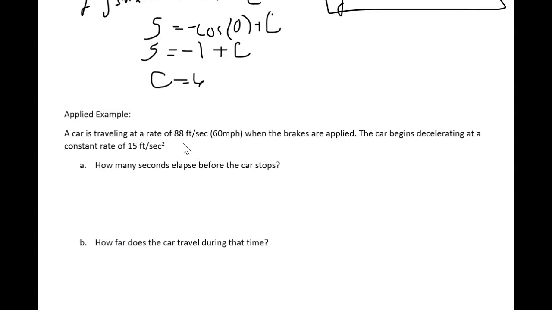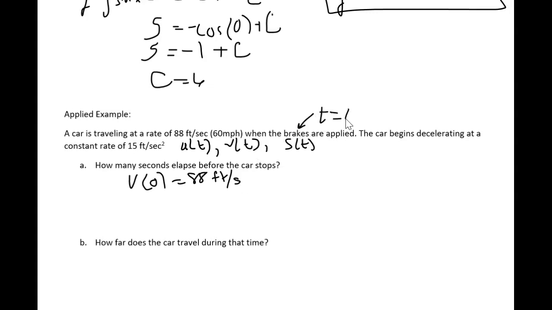So let's define a few things. We're going to let a of t be the acceleration at a specific time t. We're going to let v of t be the velocity at a specific time t. And we're going to let s of t be the position at a specific time t. And we just want to remind ourselves that velocity is the derivative of position and acceleration is the derivative of velocity. So first we see that the initial velocity is 88 feet per second. So we can say v(0) is equal to 88 feet per second. And that's the exact moment that the brakes are applied. So we're going to let brakes are applied be t equals 0.